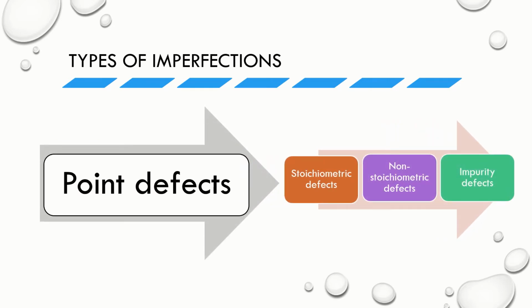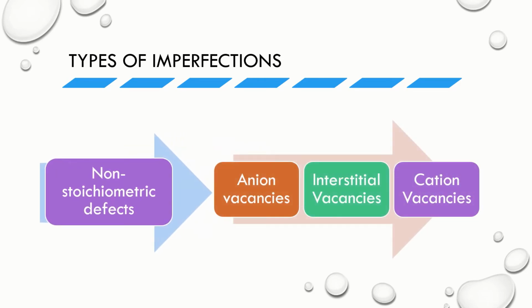Now, let us discuss non-stoichiometric defects. If as a result of the imperfections in the crystal, the ratio of the cations to the anions becomes different from that indicated by the ideal chemical formula, the defects are called non-stoichiometric defects. These defects result in either excess of the metal ion or excess of the non-metal atoms, and they can occur as anionic vacancies, interstitial vacancies, and cationic vacancies.